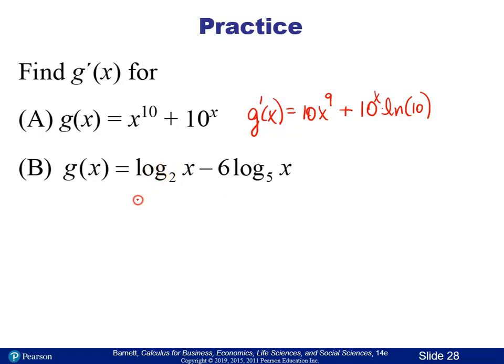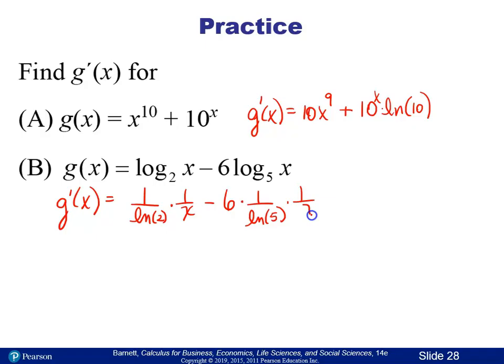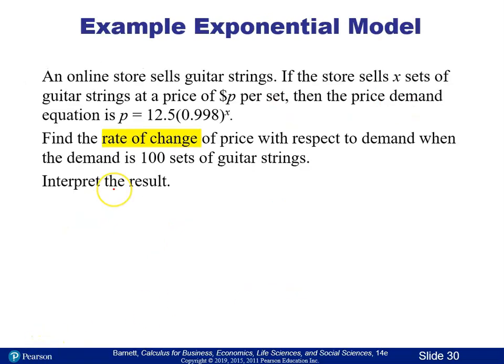we're going to be using our derivative rules for logarithms. So here we're going to have 1 over the natural log of 2, because it's 1 over the natural log of the base, times 1 over x. This is just a constant multiple. And then I'm going to apply it a second time here. So it'll be 1 over the natural log of 5 times 1 over x. So I'll have 1 over x times the natural log of 2 minus 6 over x times the natural log of 5.